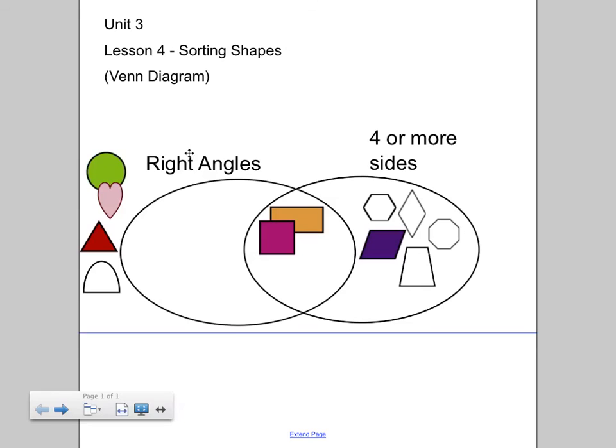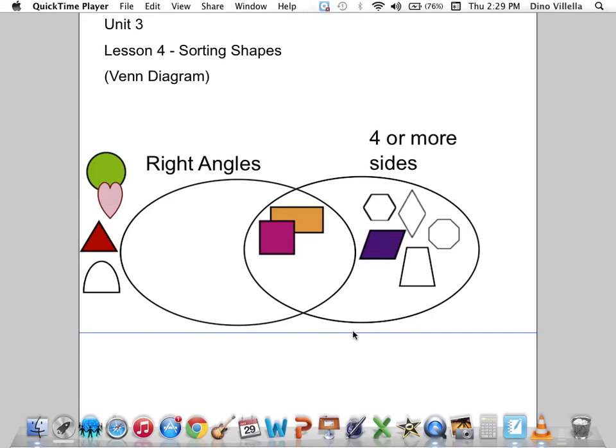So take time to review this lesson of how to sort shapes using a Venn diagram, and then tomorrow we'll look at that as a work period.